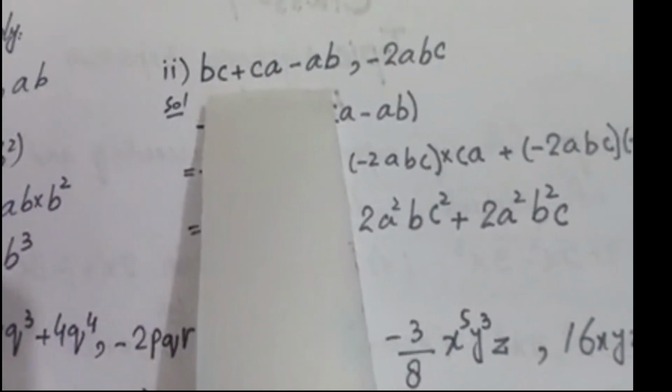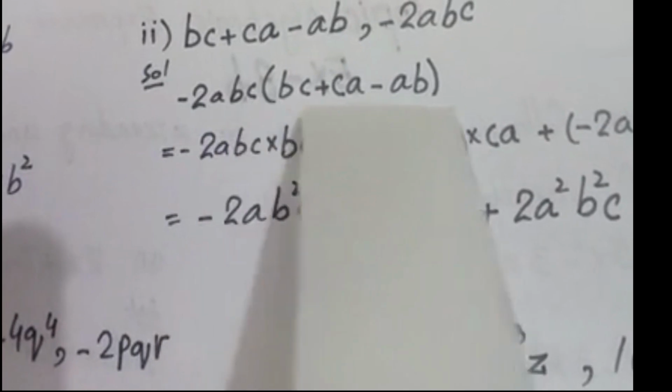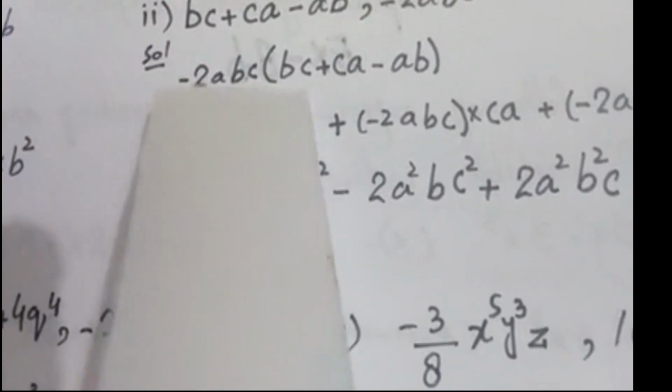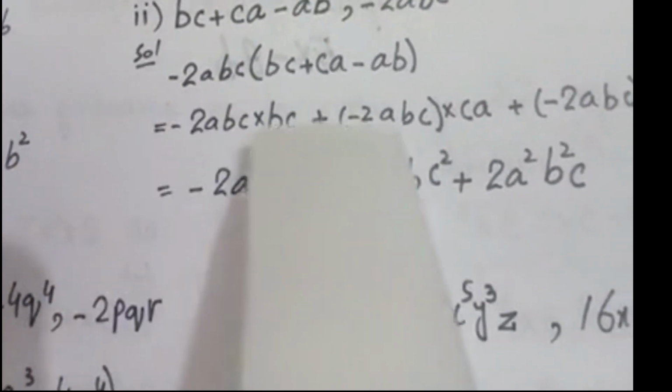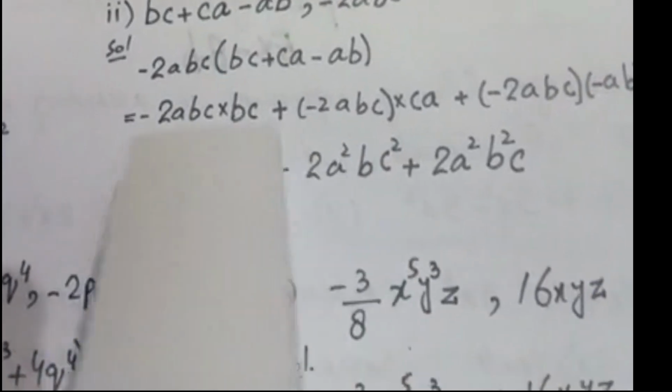Now see the second part. BC plus CA minus AB will be multiplied by minus 2ABC. So we are going to multiply minus 2ABC with BC plus CA minus AB. Minus 2ABC will be multiplied by all terms in this expression. So this will become minus 2ABC multiplied by BC, plus minus 2ABC multiplied by CA, plus minus 2ABC multiplied by minus AB. Now we are going to multiply these terms.